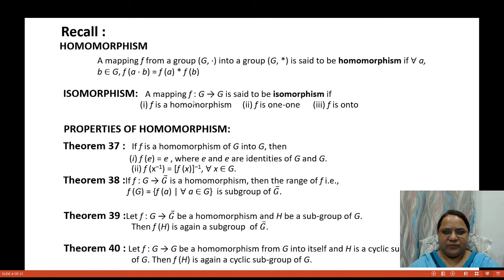And what was isomorphism? A mapping f from G to G bar is said to be an isomorphism if f is a homomorphism, first condition. Second, f is 1-1, third, f is onto. Next we had properties of homomorphism. There were four properties that we proved in the last session.